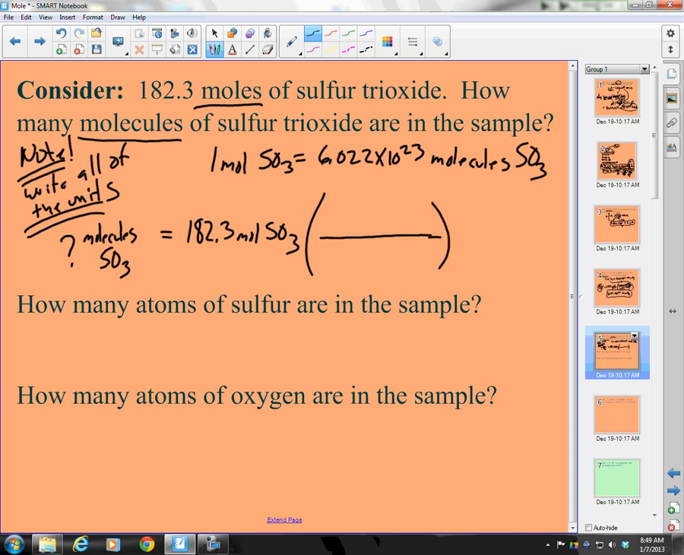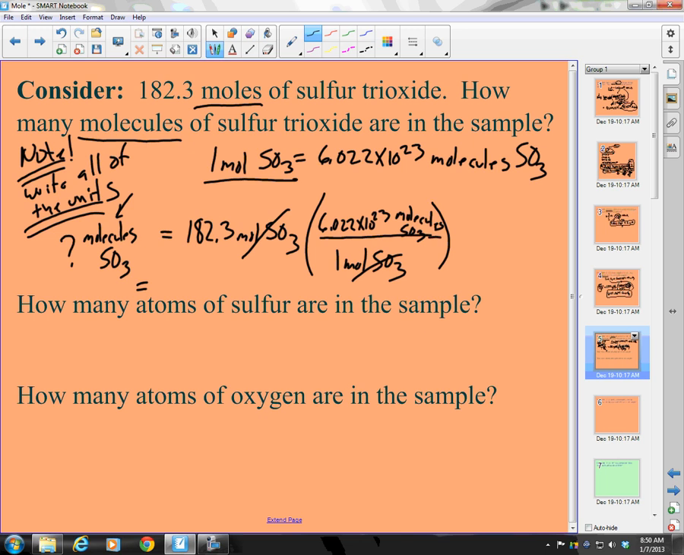What goes on the top? What is it that I want? I want molecules. So molecules, 6.022 times 10 to the 23rd molecules of sulfur trioxide. What goes on the bottom? Well, my 1 mole of sulfur trioxide, and if I'm lucky and did this right, it will cancel out with what's given, and indeed it does. And so we just now write down the answer.